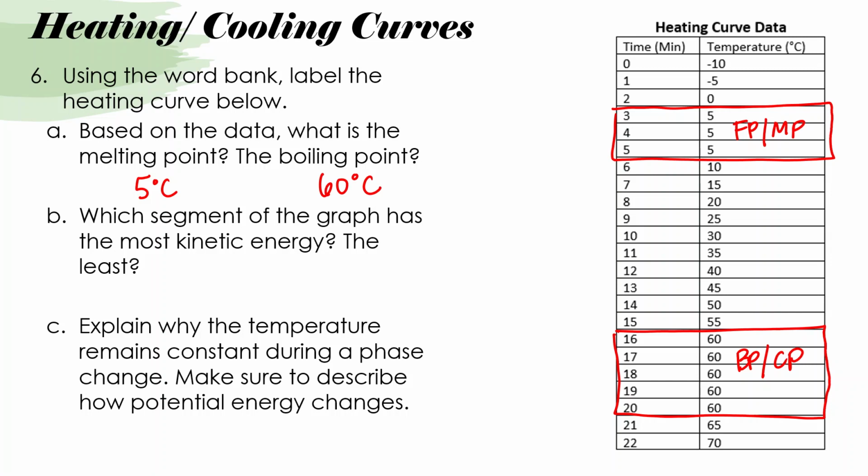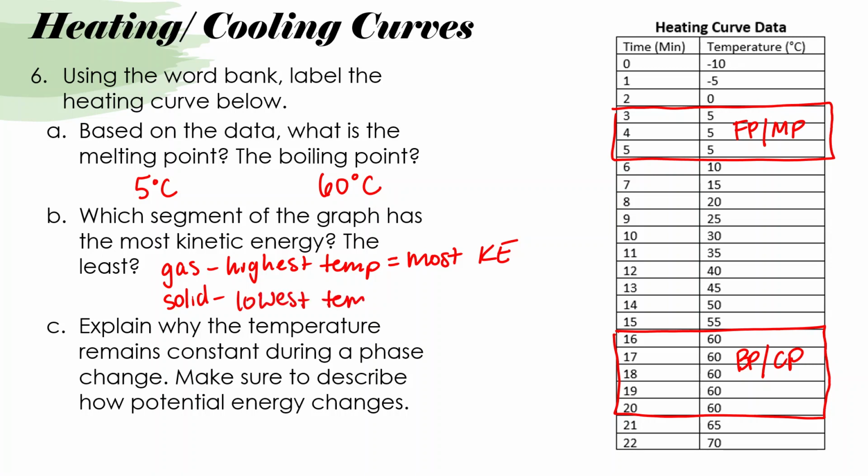Which segment has the most kinetic energy? Which has the least? So the most is going to be the gas. This is going to be at the highest temperature, which means it has the most KE. So those particles are moving with a lot of kinetic energy. They're at high temperature. The least would be our solid. So this would be the lowest temp. And remember that the lower the temperature, the less kinetic energy we have.